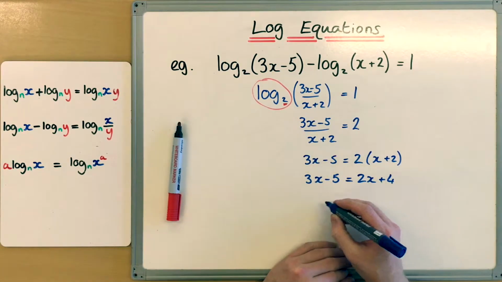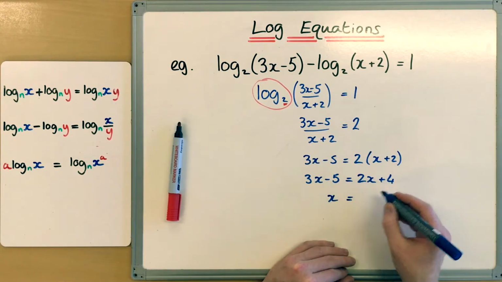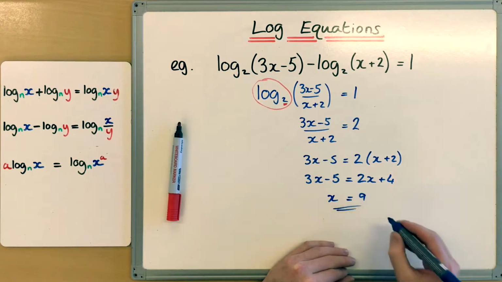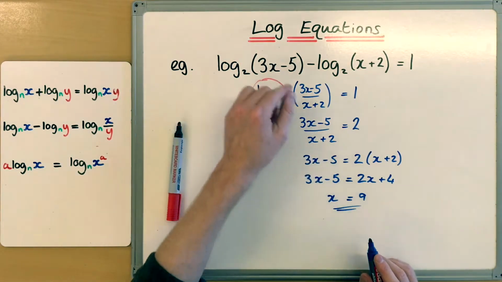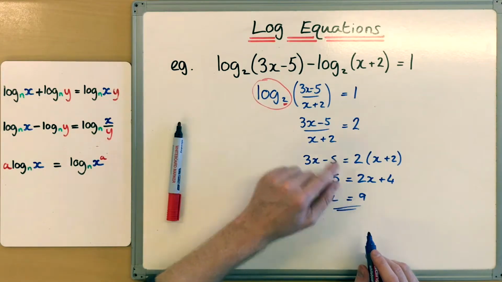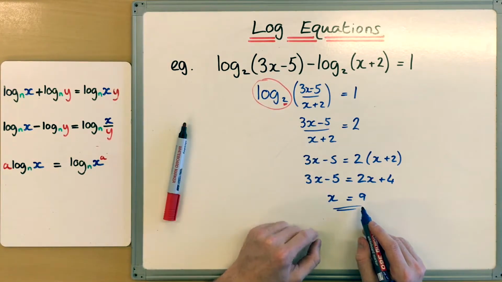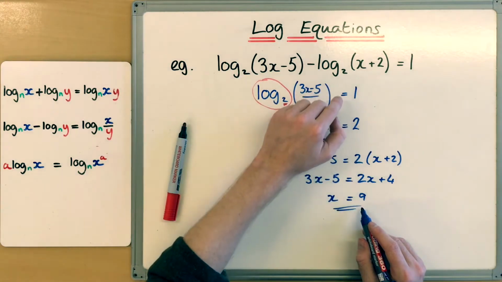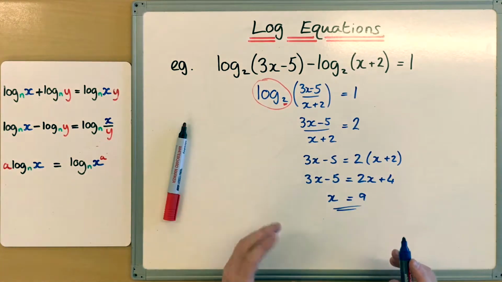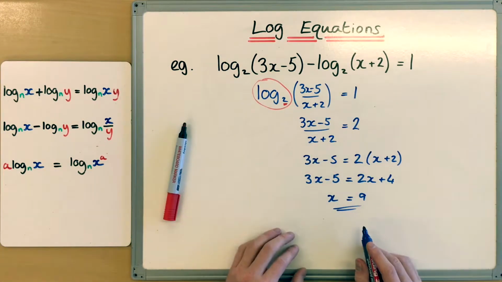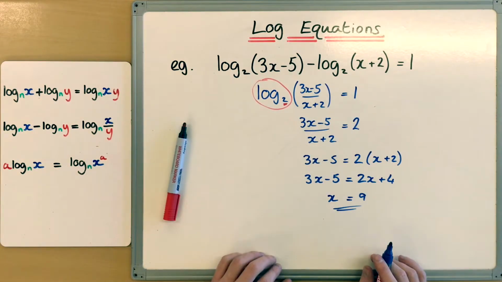Take my x's to the left, 3x minus 2x is x, 4 plus 5 is 9. And the final thing I'm going to do is have a look at this 9 and say, does this 9 work for my logs? Well, what is 3 times 9 minus 5? That's 22. Log of 22 is fine. What is 9 plus 2? Well, that's 11. Log of 11, well, that's totally fine. The only thing that wouldn't be fine is log of 0 or log of a negative number. So that's that example done.